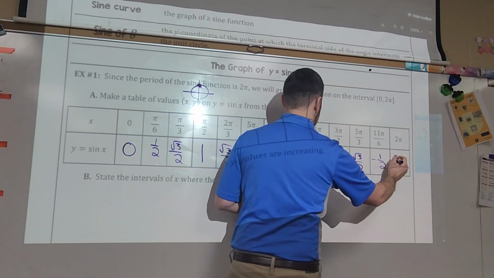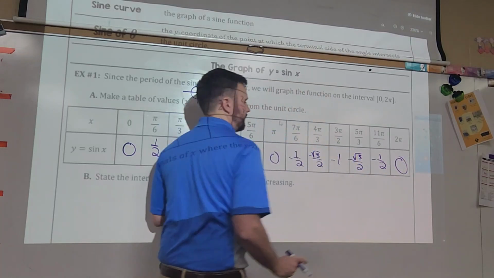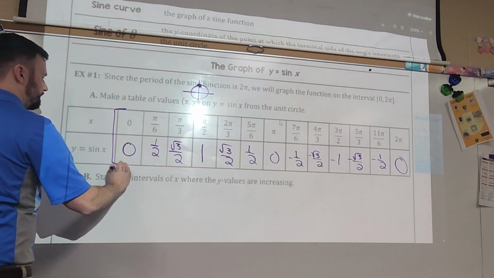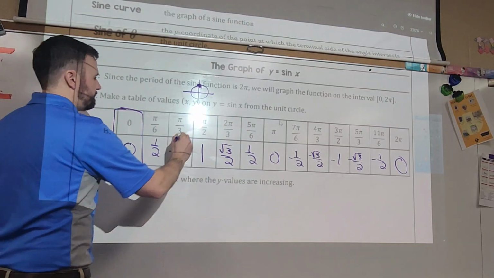Again, this is straight from the unit circle, right? All my y values. I could have just looked at it and gone around in a circle. But it looks like a periodic function. Here are some key points I want us to look at. I'm going to highlight them.